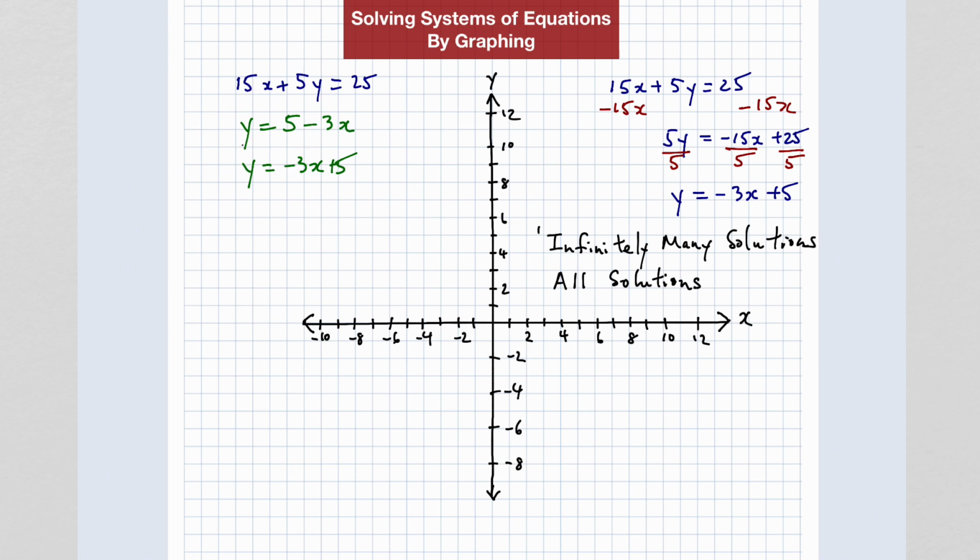Okay? So these are the 3 different scenarios. The first example, where we graphed, we had one solution. The second example, where we graphed, the lines were parallel, so there were no solutions. And then this last example, where both lines are exactly the same, we have infinitely many solutions or all solutions. Okay, hope that makes sense.